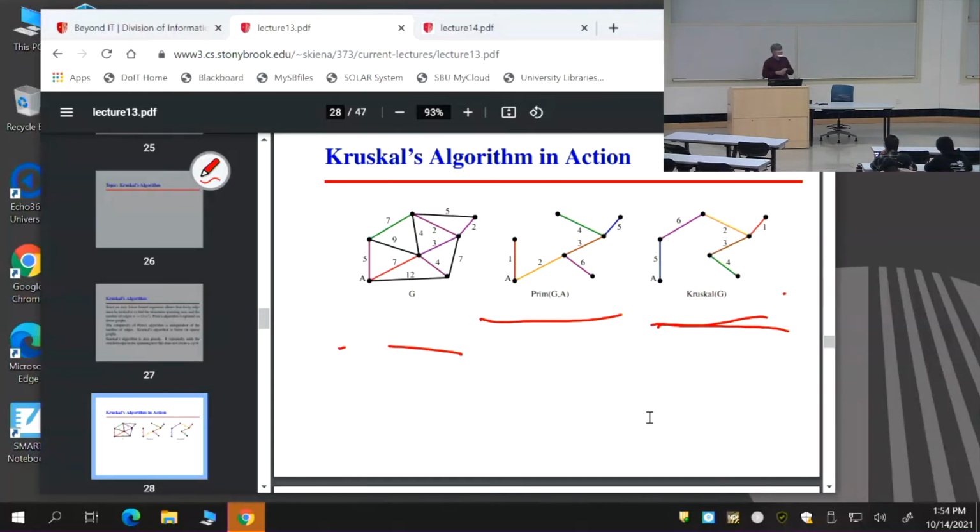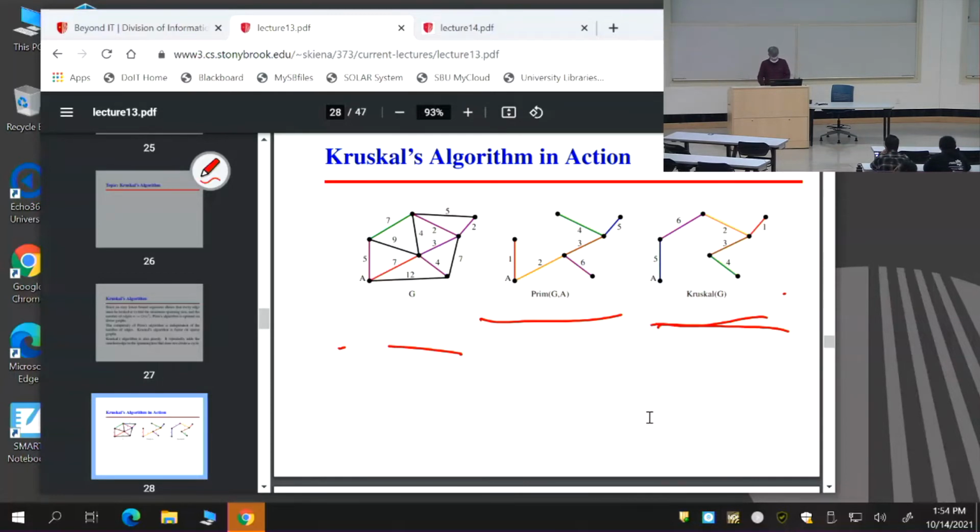Now what you may be saying is, if, however, all the edge weights were unique, then there would only be one way to put the tree together. And then they would find exactly the same tree. Okay? Any questions about that? Okay? So that's Kruskal's algorithm.